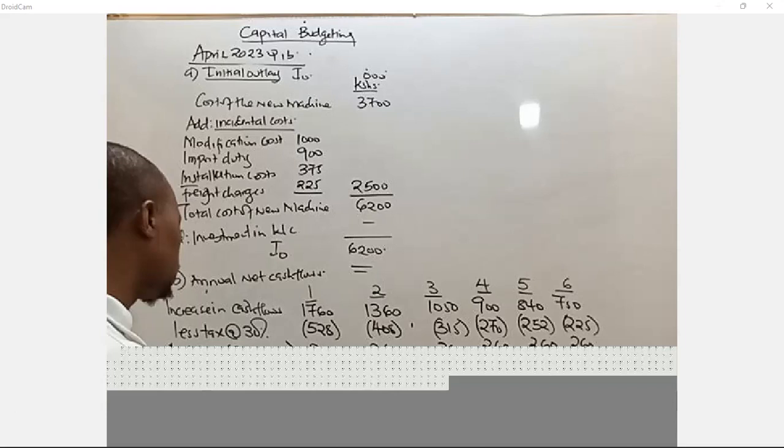So the first cash flow is 1492. The second one is 1212. The third one is 995. The fourth one is 890. 848. Then the last one is 785.